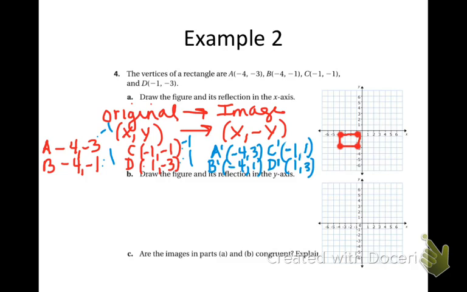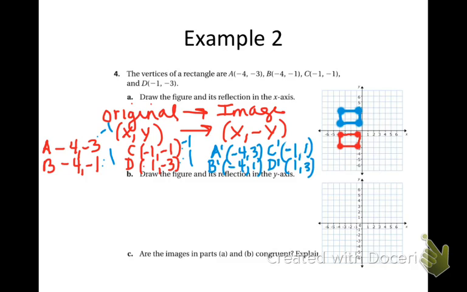So let's graph the image. A prime is negative 4, 3. B prime is negative 4, 1. C prime is negative 1, 1. And D prime is negative 1, 3. And I apologize that on this computer it's kind of hard to get it exact. Okay, so again, since I'm using different colors, I didn't label the coordinates, but you will definitely be doing this in pencil and labeling each one with the letter and the vertex.